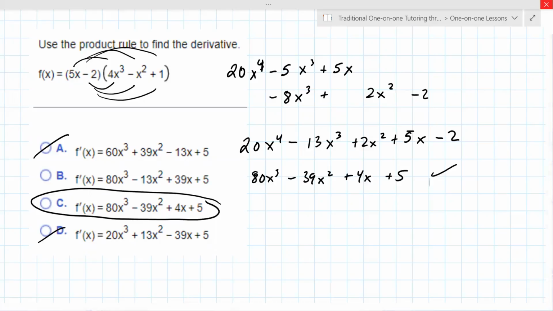So what's nice is if they're not grading this, if you're turning your work in, you'd want to show it with the product rule, but you don't have to because you're just choosing the answer.